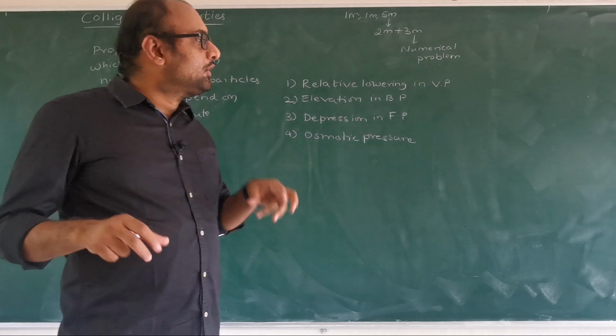I am substituting the value of Pa here. Now, this is equal to, out of these two, P naught A is a common factor. So, I will take P naught A out. This will be 1 minus XA.